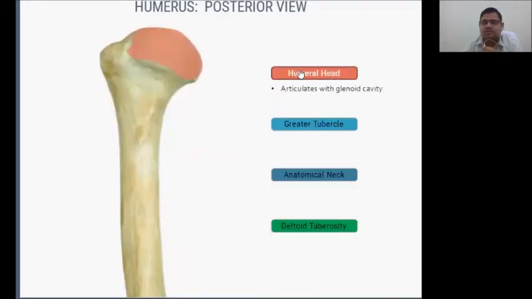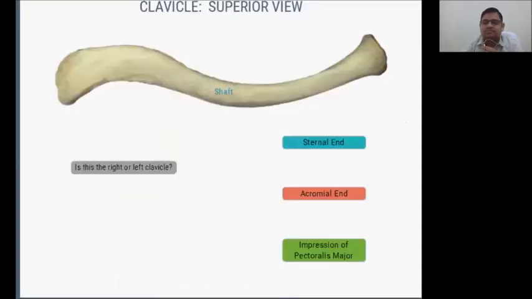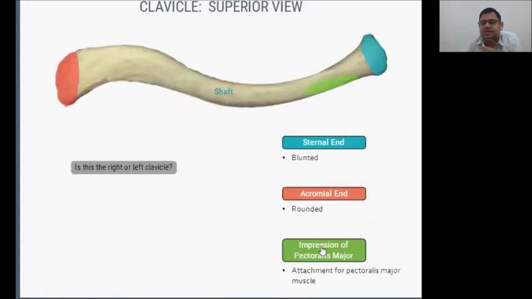Now, from the posterior view, you can see this is the humeral head, which articulates with the glenoid cavity, greater tubercle, anatomical neck, epiphyseal plate fused in the adult, and deltoid tuberosity for the insertion of deltoid muscle. Then, talking about the clavicle, this is the sternal end, which will be towards the sternum, that is the medial one. Acromial end, that is the lateral one. Then there are some impressions of the muscles, specifically in this region you can see the impression of pectoralis muscle.